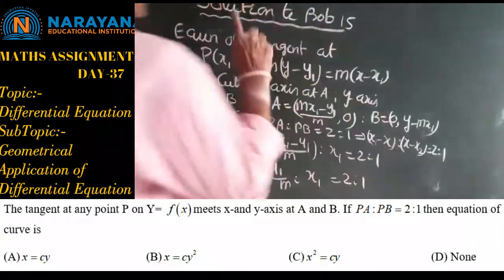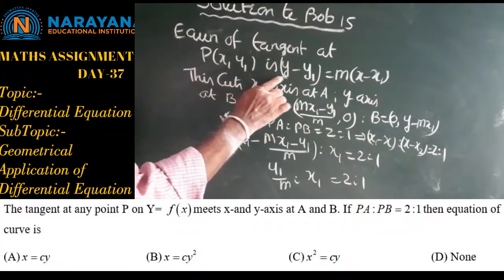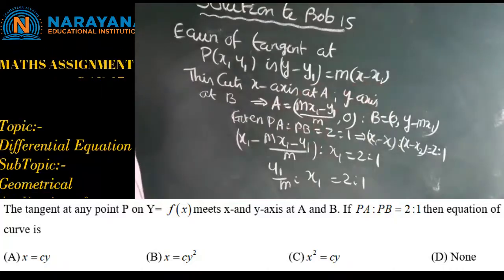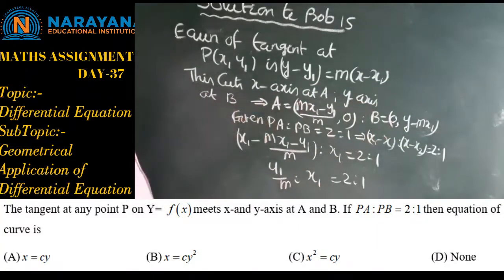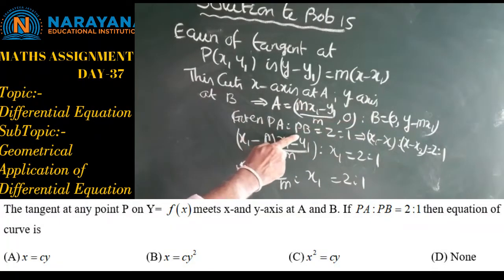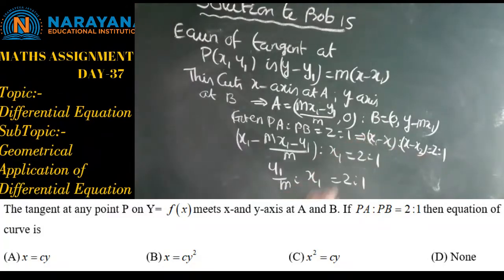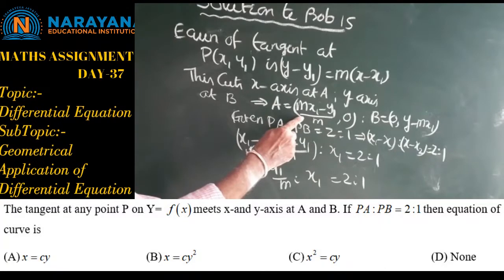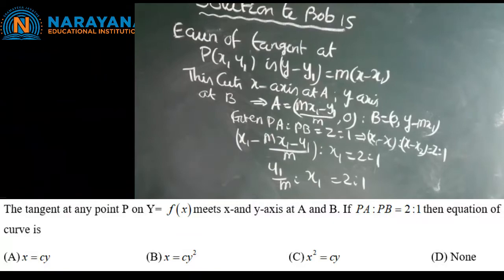Now solution to problem number 15. Equation of tangent at P(x1, y1) is given by y minus y1 equal to m into x minus x1. This cuts x-axis at A, y-axis at B. So we got A coordinates, B coordinates. Given PA to PB equal to 2:1. The ratio is given by x1 minus x is to x minus x2, which is 2:1. So x1 is x coordinate of A, x means x coordinate of P. By substituting you can get this condition.